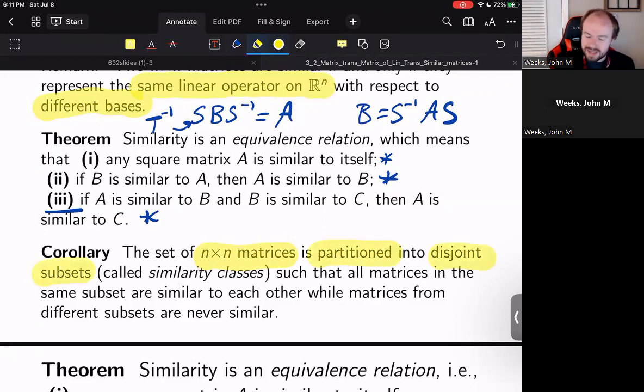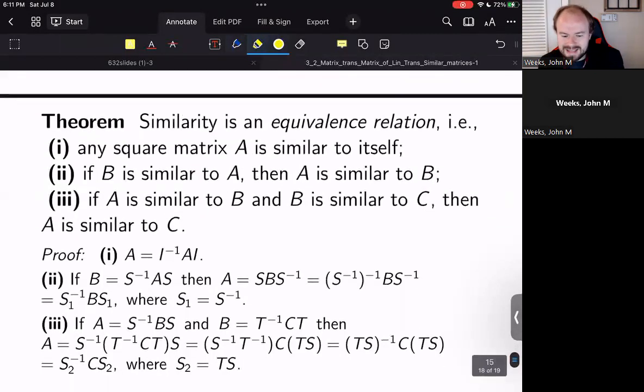And we can call those similarity classes, such that all matrices in the same subset are similar to each other, while matrices from different subsets are not similar. That's the notion of a partition. So that is our theorem there.